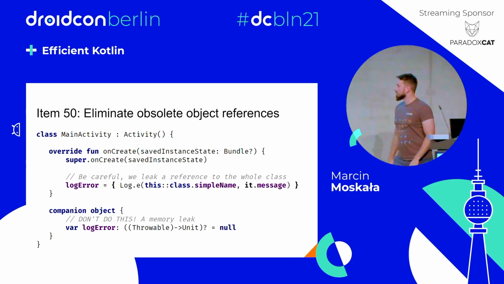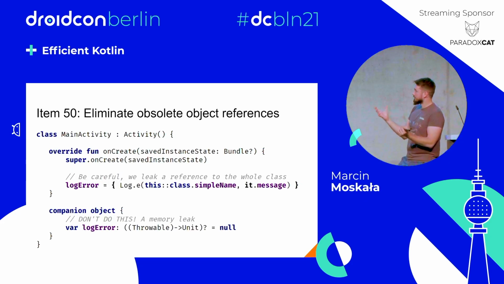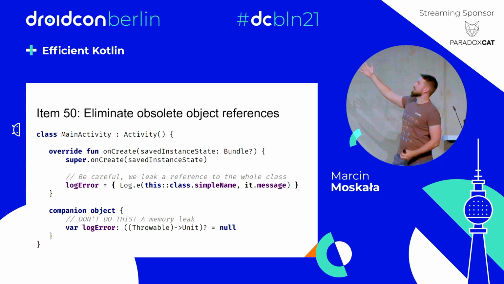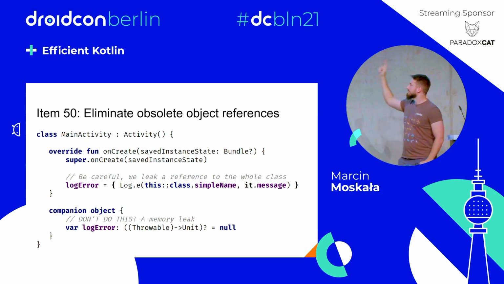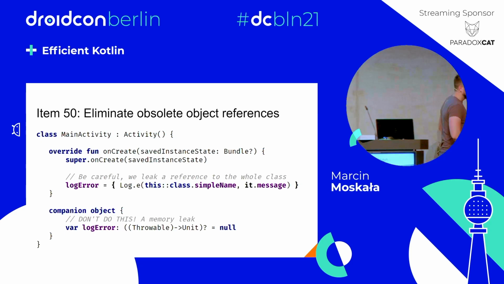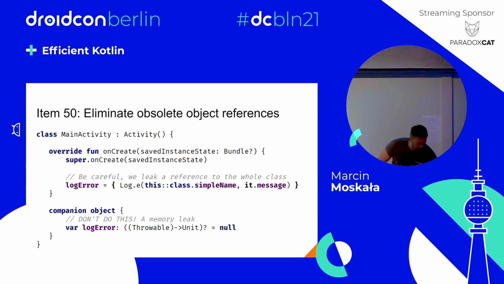Imagine the following situation. I do not keep a reference to the activity, but I keep a reference to some function in here. But the problem is that this function, you can see it captures a reference to the activity. Because it uses this, it means it captures a reference to the activity. And so our whole activity will be referenced there as well.